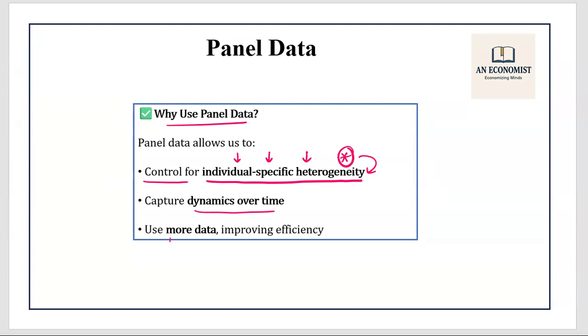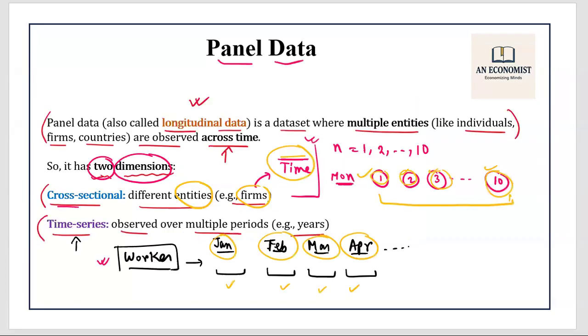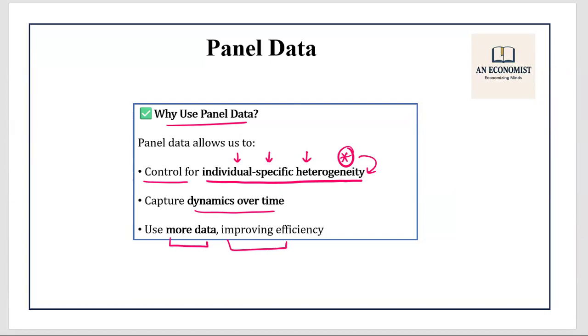And the third thing is that it uses more data, which will improve the efficiency. In time series data, as I've told you, the variation will be only across time. In cross-sectional data, the variation will be only across the entities and not across time. So here you don't have the complete data. You don't know how multiple entities are varying across multiple time periods. If you consider both dimensions individually, the data will obviously be lower. But when you combine them, the data will grow. The data points will be more. That is why there will be an improvement in the efficiency of the data.